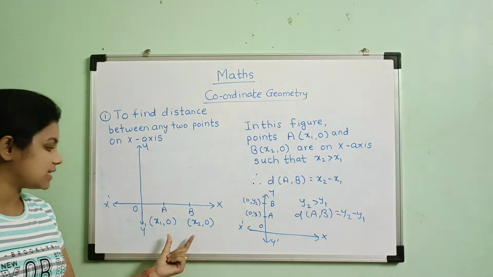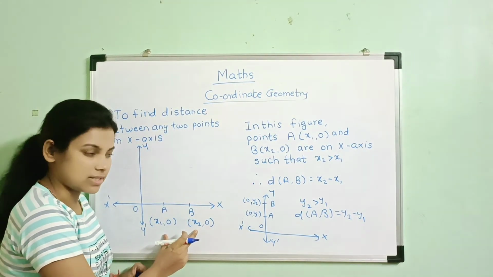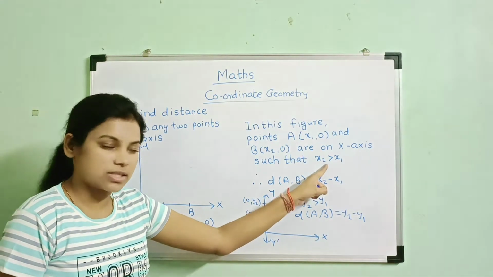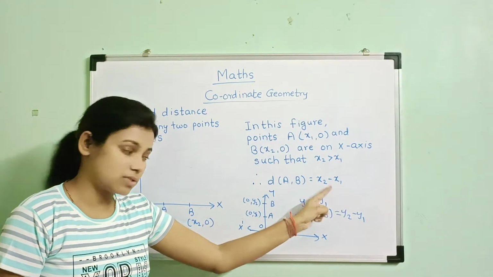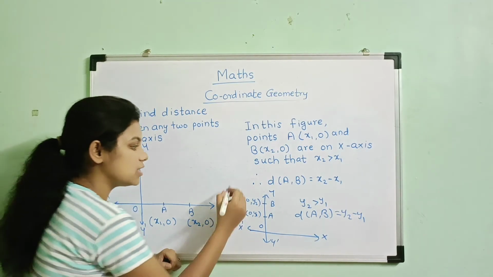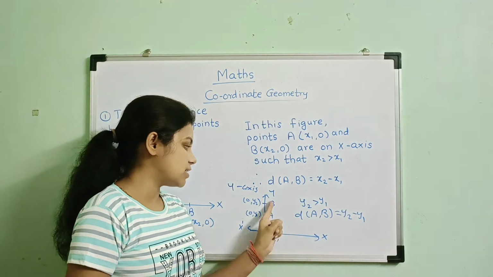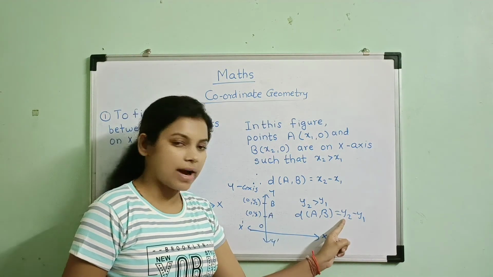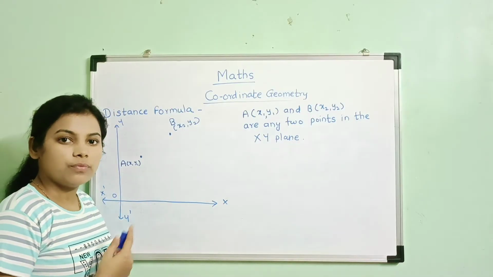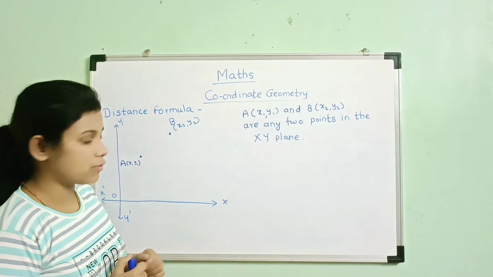Means when we are considering points on the x-axis, and when x2 is greater than x1, the distance will be simply x2 minus x1, and when we are considering points on the y-axis and y2 is greater than y1, then the distance between these two points will be y2 minus y1. Now we will see how to derive the distance formula.